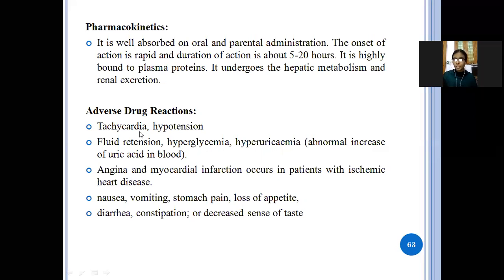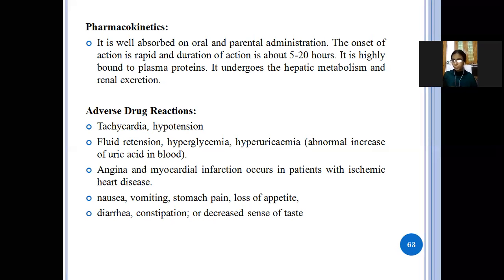The adverse drug reactions are tachycardia, hypotension, fluid retention, hyperglycemia, and hyperuricemia, meaning an abnormal increase of uric acid in the blood, which is also dangerous. Also angina and myocardial infarction in patients with ischemic heart disease, nausea, vomiting, stomach pain, loss of appetite, diarrhea, constipation, or decreased sense of taste.